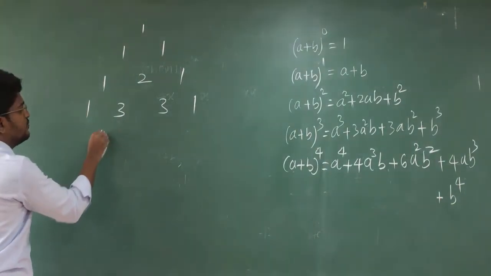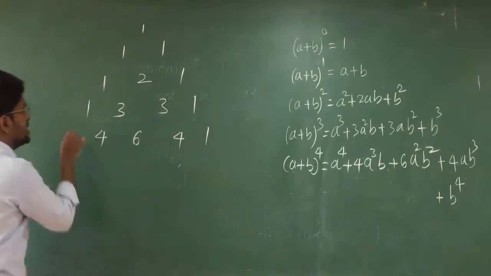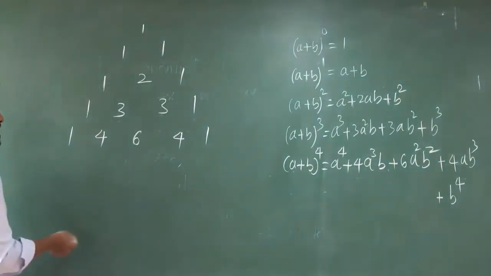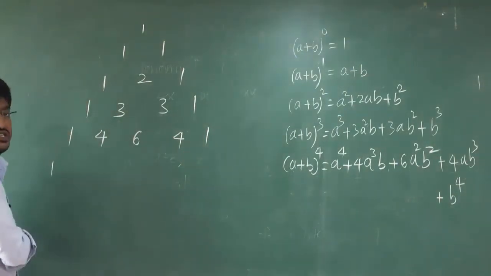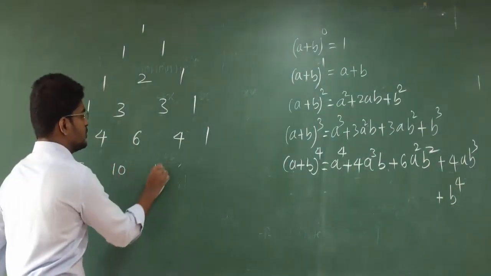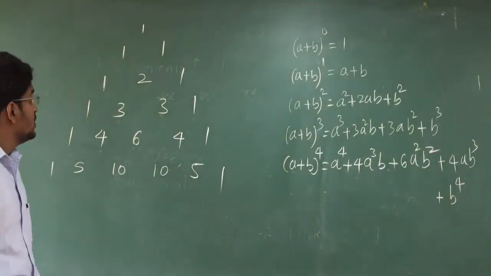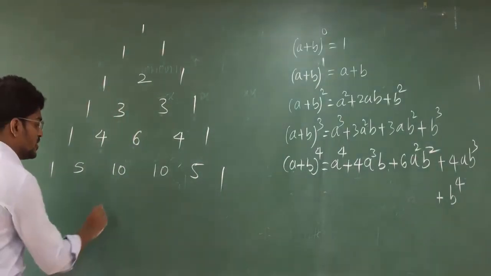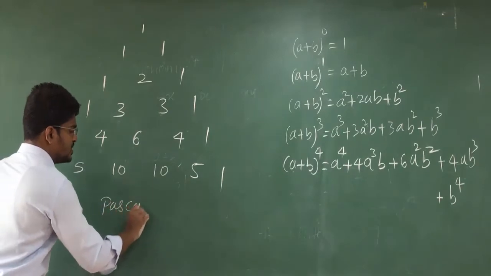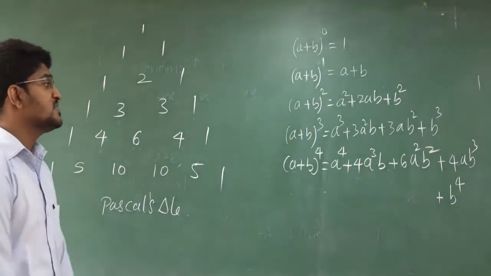1 plus 3 is 4. 3 plus 3 is 6. 3 plus 1 is 4. I will write at the end 1. Again see, same, last term is 1. 1 plus 4 is 5. 6 plus 4 is 10. 6 plus 4 is 10. 4 plus 1 is 5. And last term is again 1. This is what we call Pascal's triangle.